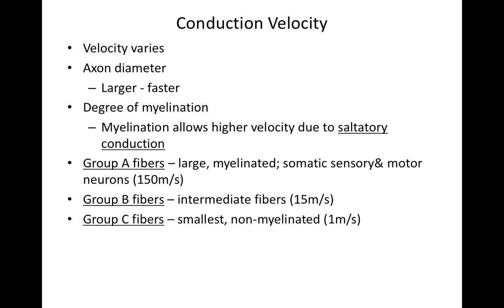So basically group A fibers are very large and myelinated. We're talking somatic sensory, those unipolar ones that we talked about, and motor neurons. These are the fastest. We've got signals traveling about 150 meters per second. Group B would be an intermediate, somewhere around 15 meters per second. And group C are your really small and completely non-myelinated. And even those are traveling a meter a second. So that's still pretty significant in terms of how quickly this happens.